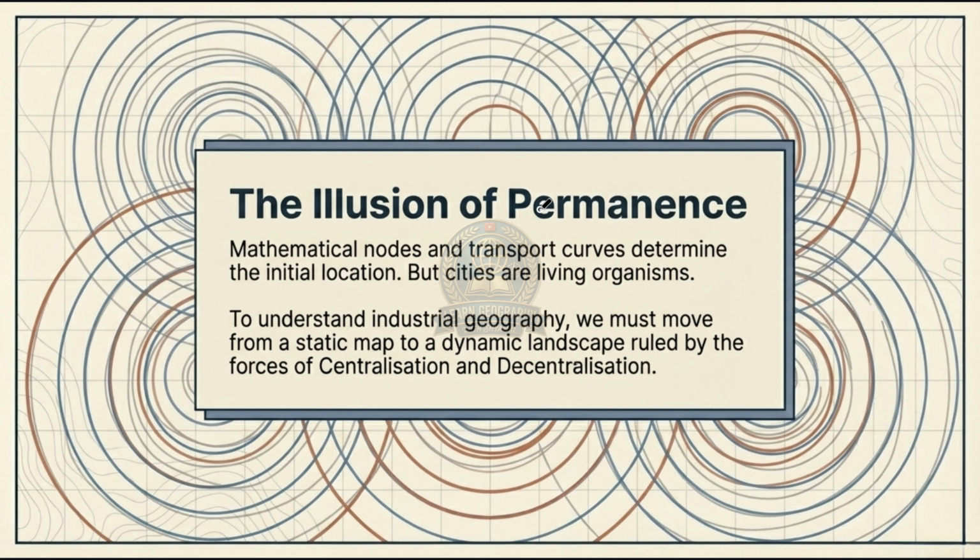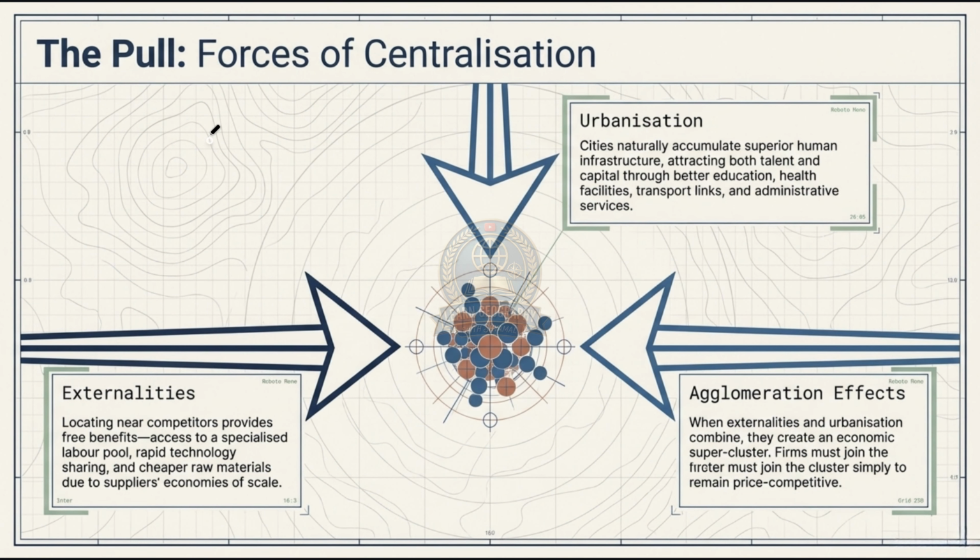The illusion of permanence. Mathematical nodes and transport curves determine the initial location, but cities are living organisms. Okay, they are expanding day by day. To understand industrial geography, we must move from a static map to a dynamic landscape ruled by the forces of centralization and decentralization.